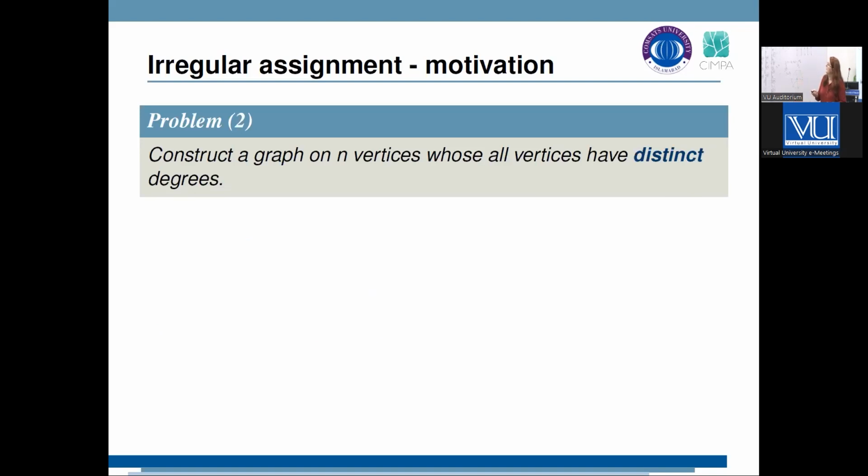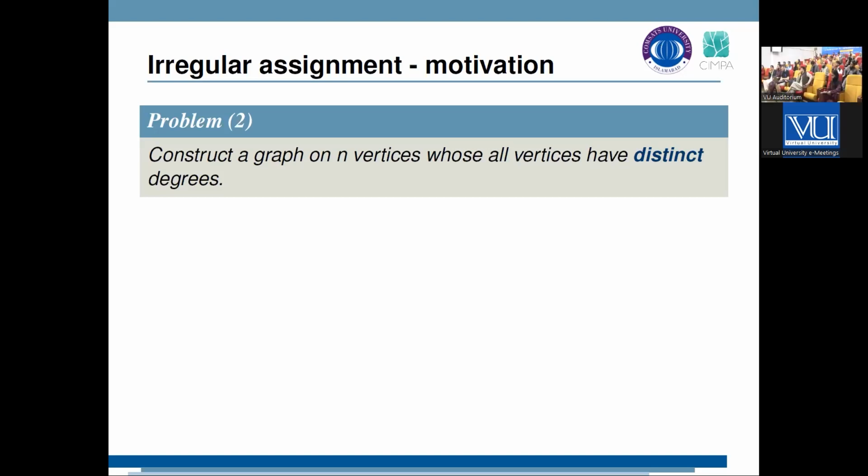And now, consider this problem. The task now is this: I will give you a number of vertices, say n, and try to construct a graph on n vertices such that every vertex will have a different degree. So you can try. What do you think? Is it possible or not? Perhaps not for some combinations?